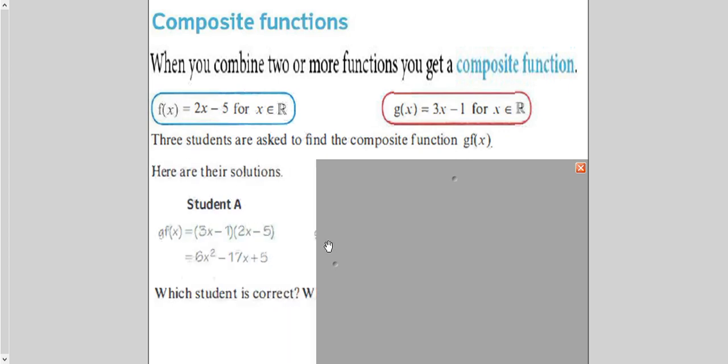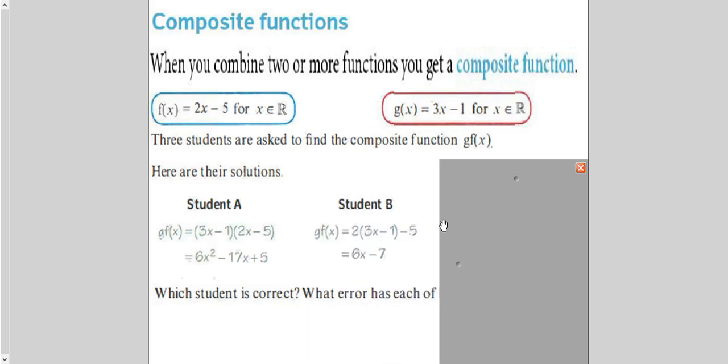Now if you look at the working of student A, what is he understanding by g of f of x? Can you see what this student is taking g of f of x as? He is taking it as a multiplication of 2 functions. So he is multiplying function g and function f here, and this is what he got. I'm not telling you which one is right and which one is wrong yet, but let's first see what the 3 students are thinking.